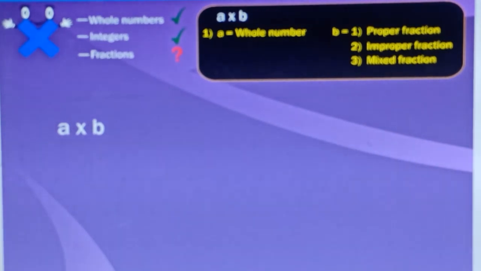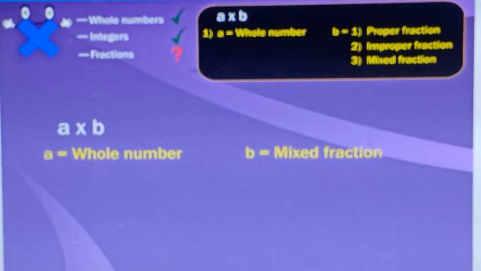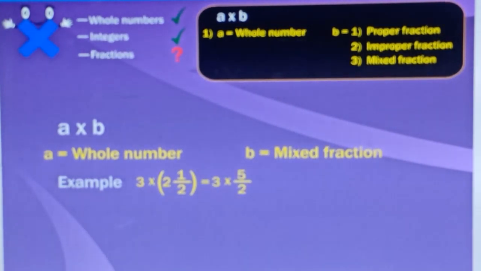Finally, when we multiply a whole number with a mixed fraction, we first convert the mixed fraction into an improper fraction, and then perform the multiplication in the same way. Here, 2 and 1 upon 2 is converted to 5 upon 2. Then, adding 5 upon 2 3 times, we get the result, that is, 15 upon 2.